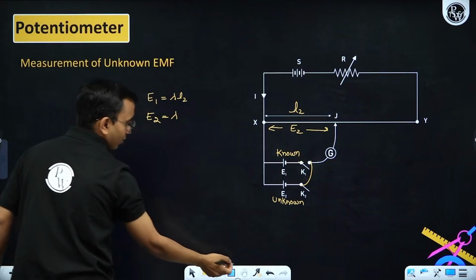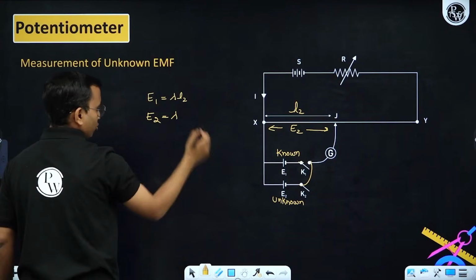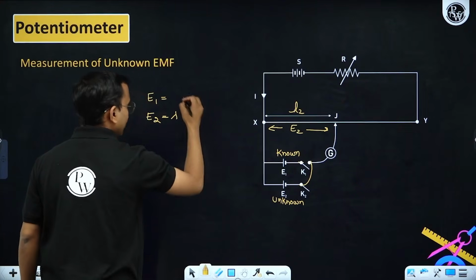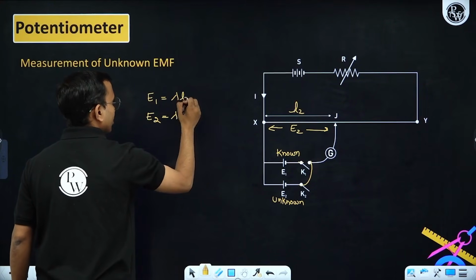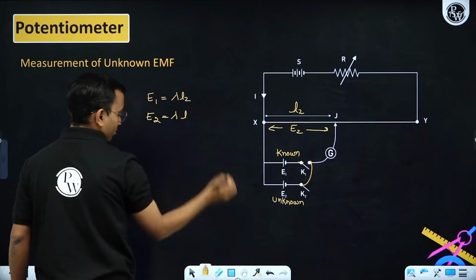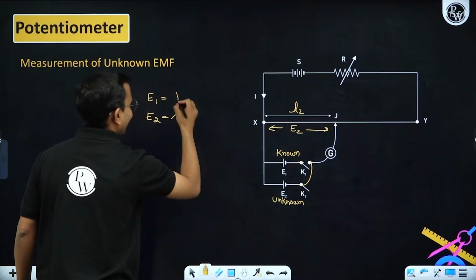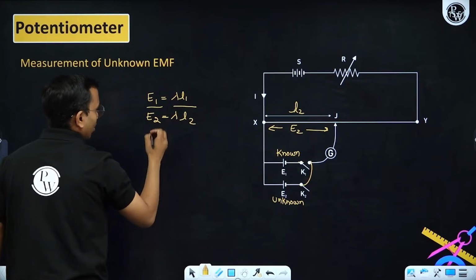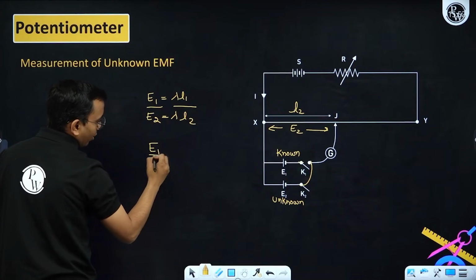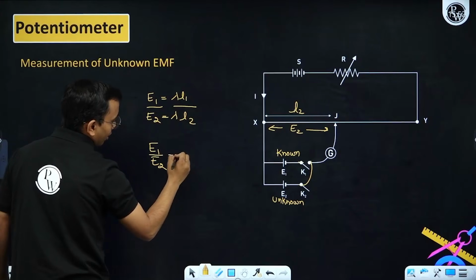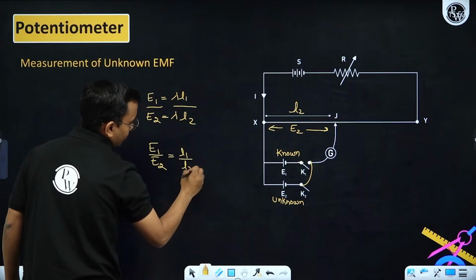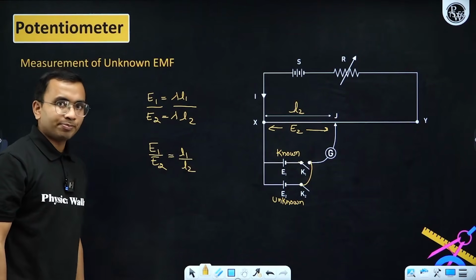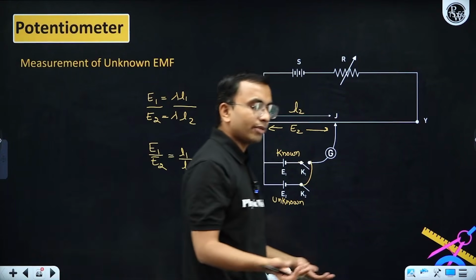Okay, initially it was L1. Yeah, I made a mistake. This should be L1. Initially it was lambda into L1. That length I took as L1. Now it is lambda into L2. Divide these two. So E1 by E2 I got as L1 by L2.